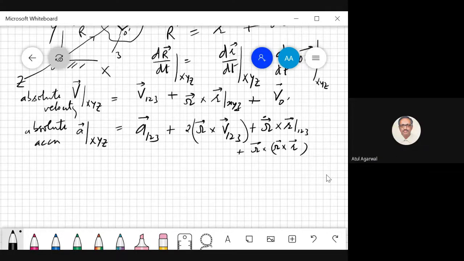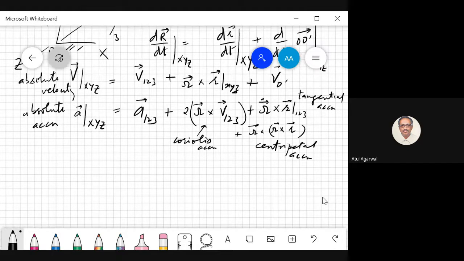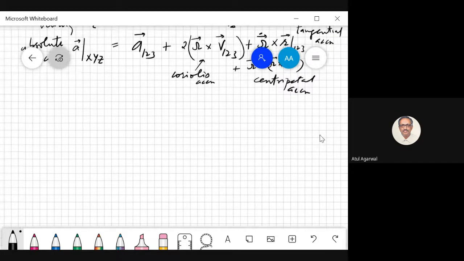So you are all aware that this is centripetal acceleration? This is tangential acceleration. This you may not have seen till now. This is called Coriolis acceleration. So we'll do some simple problems.